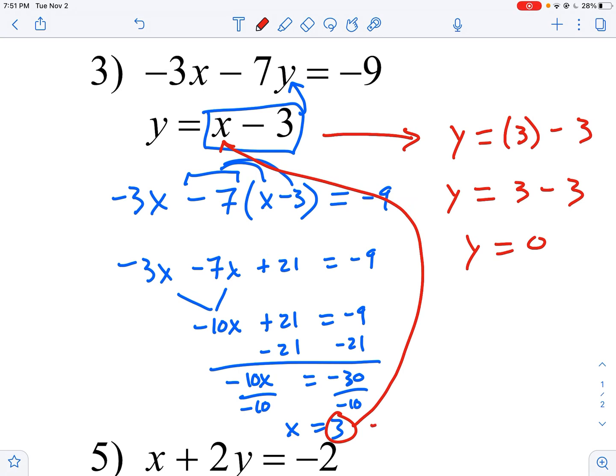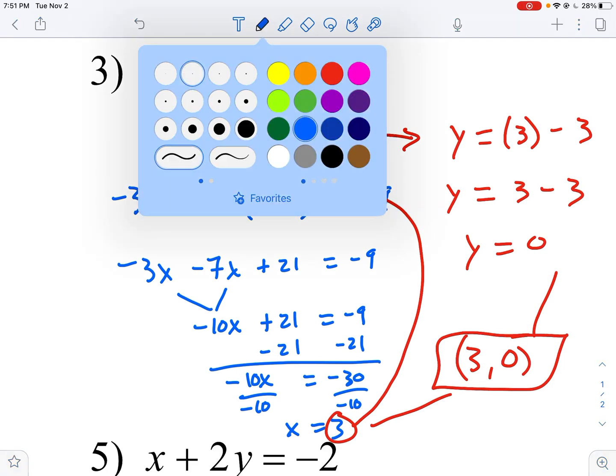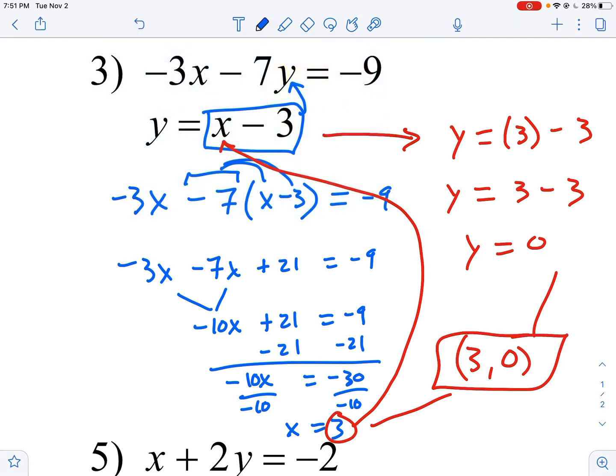And we're still not quite done. We do have to write the point where these two lines meet. The solution to the system is the coordinates of x comma y. It's the point where these two lines would meet, and it's 3, 0. So, ta-da, we did it. We solved a system of equations by substitution. Let's jump to another one.